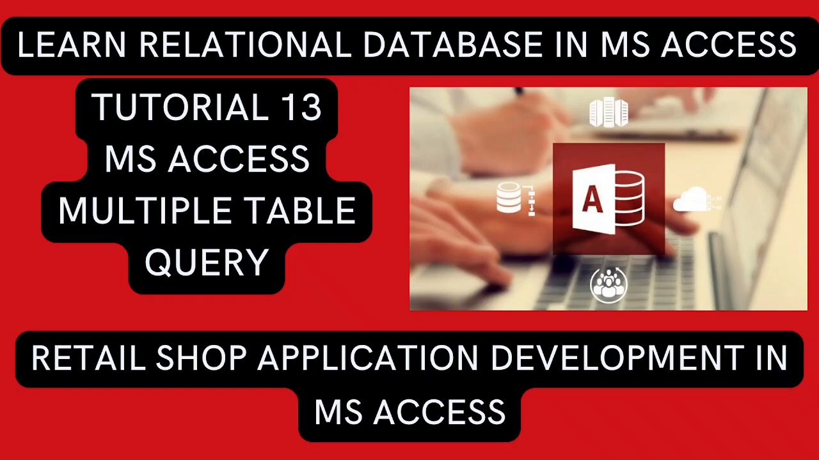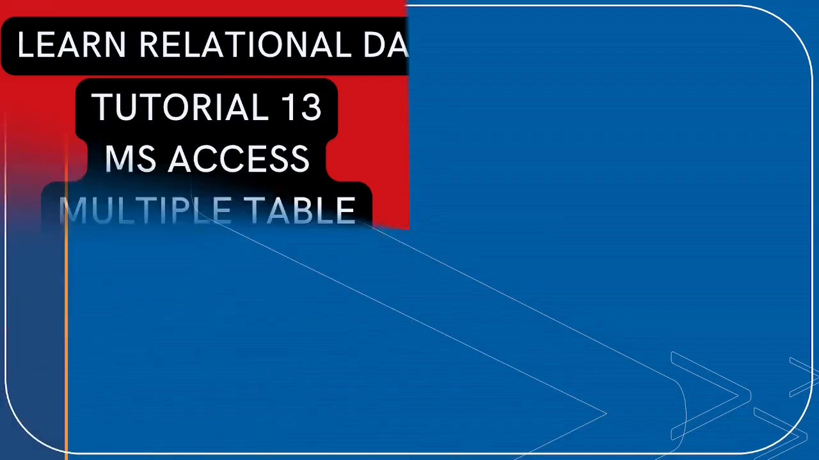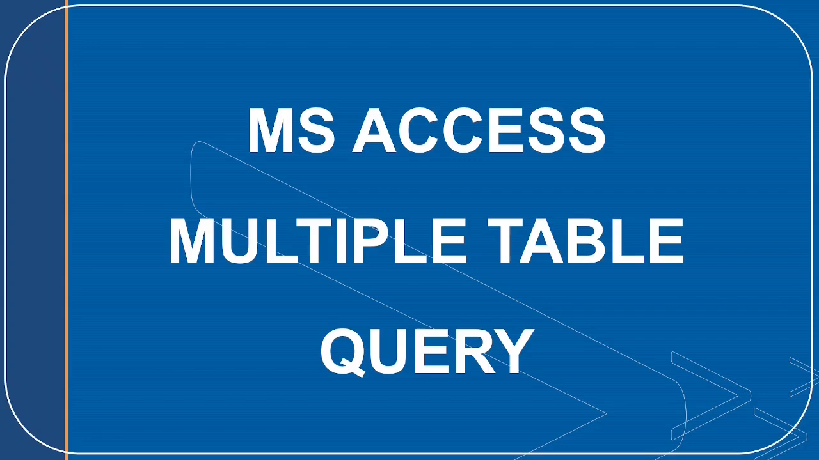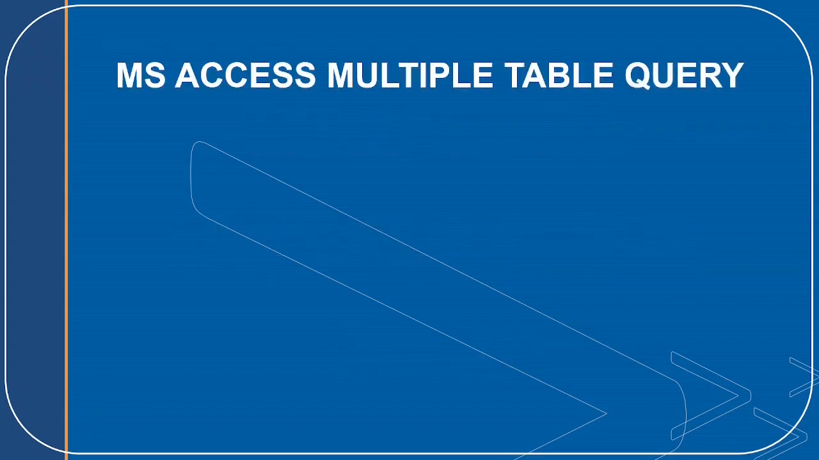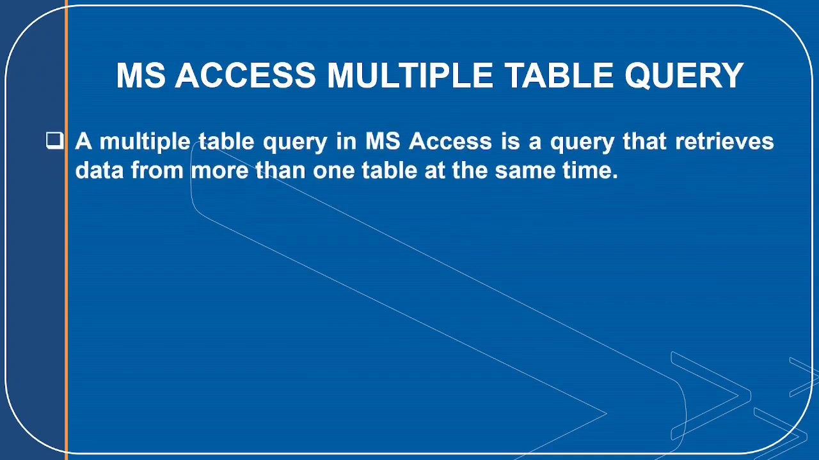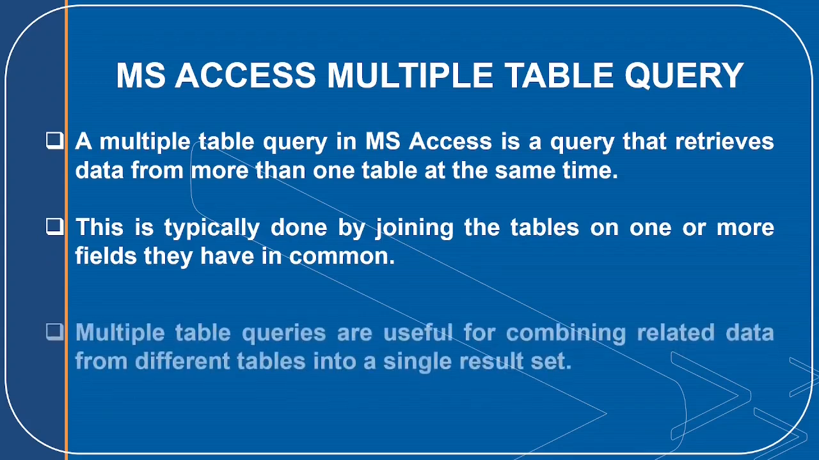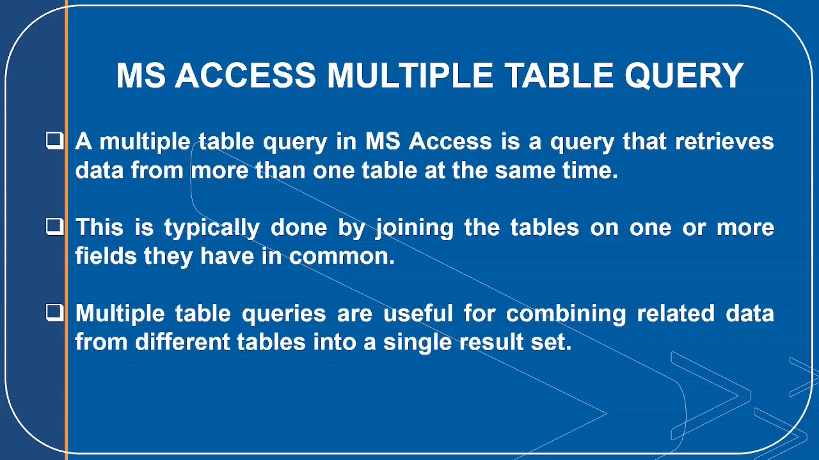In this tutorial, I will teach you multiple table query in msaccess. You may ask one obvious question: what is multiple table query? Do not worry, my dear friends. I'll explain. A multiple table query in msaccess is a query that retrieves data from more than one table at the same time. This is typically done by joining the tables on one or more fields they have in common. Multiple table queries are useful for combining related data from different tables into a single result set.